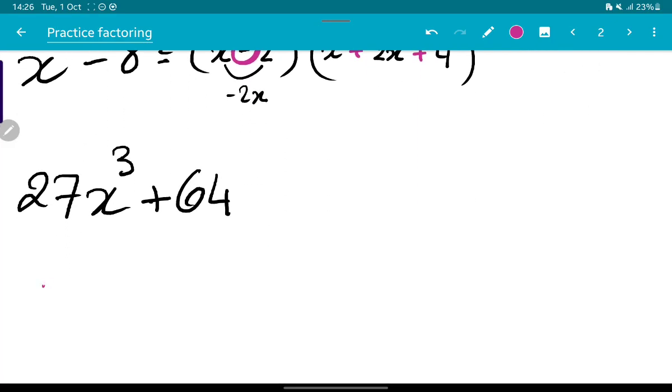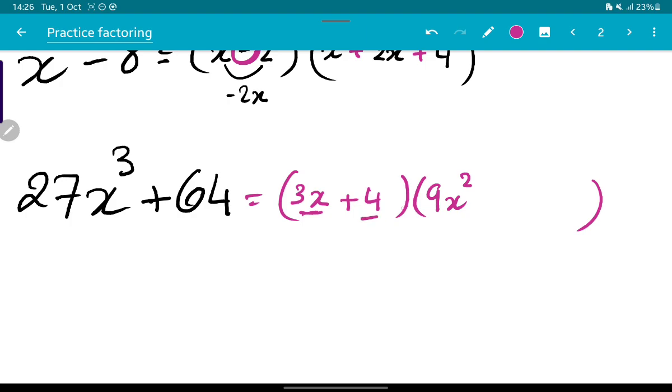Here we have 27, which is 3 power 3, and 64, which is 4 power 3. So in the first bracket we have 3x plus 4, the cubic root of everything. In the second bracket, 3x times itself is 9x squared. 4 times itself is positive 16. Multiply them together, it will be 12x. Put it negative 12x. So this one is positive like the question, but this is the opposite of the question, so negative.